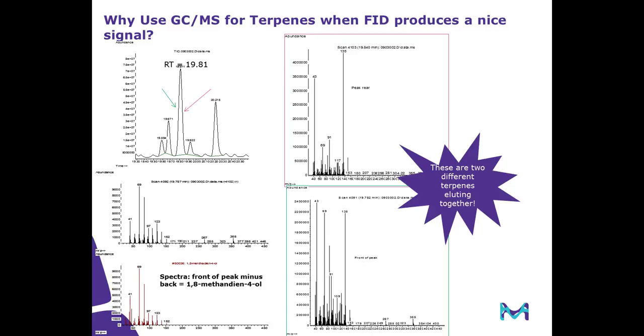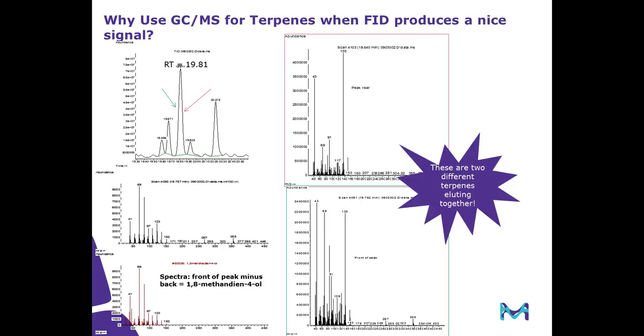Well, let's take a look at this terpene peak at 19.81 minutes by GCMS. Nice peak. If we look at the spectrum on the back half of it, compared to the front, there are some similar ions, but you can see that they're very different. The reason is these are 2 terpenes that are coeluting with each other. Looking at that peak, you would never know, okay?